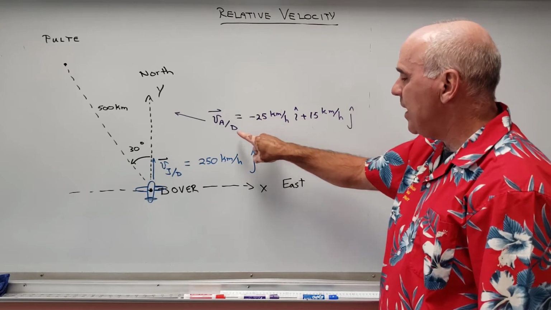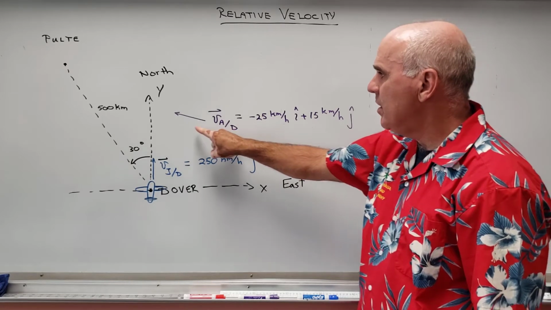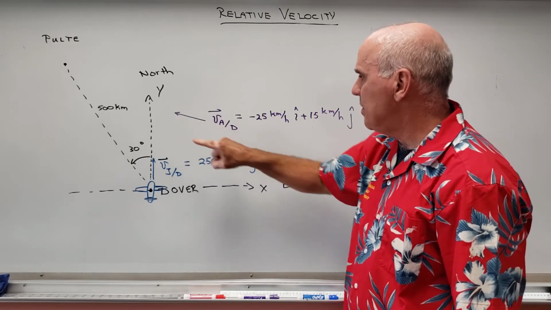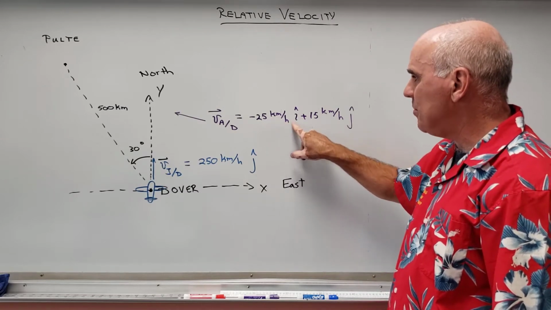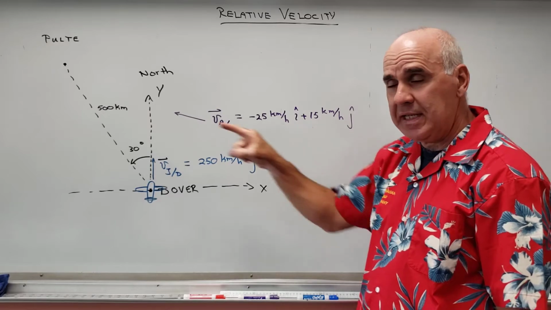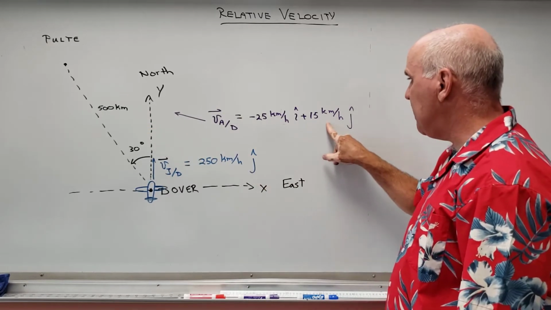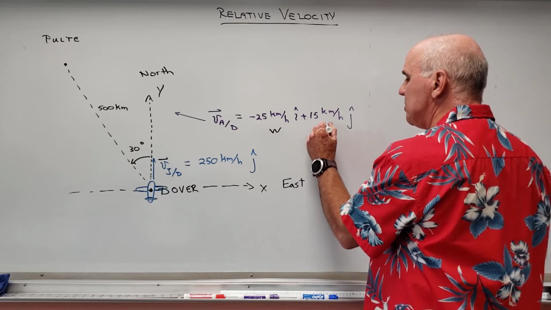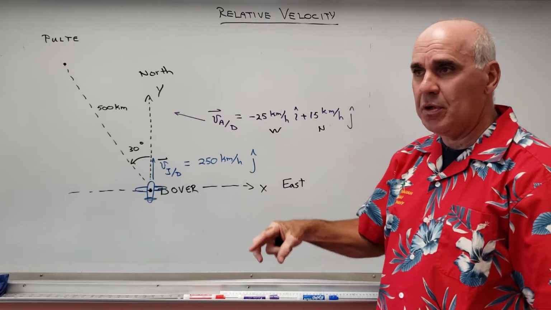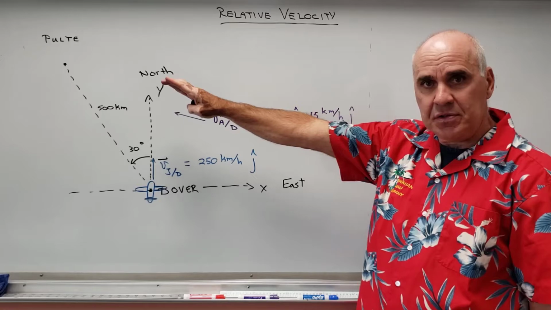Then I'm going to tell you that there's a wind blowing. It's to the west and a little bit north. So the wind is blowing at a speed of negative 25 kilometers per hour in the i-hat direction, that's to the west, and then 15 kilometers per hour in the j-hat direction, that's north. So the wind is blowing in this direction.